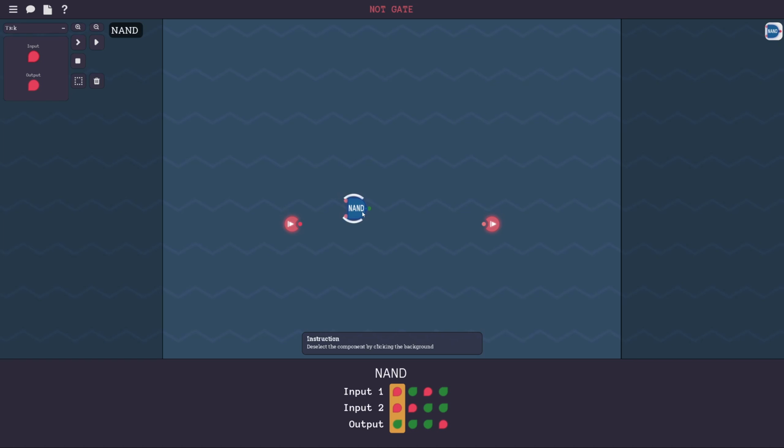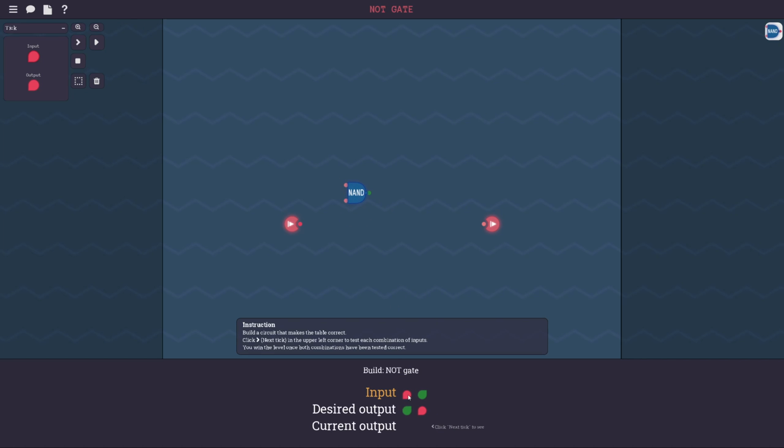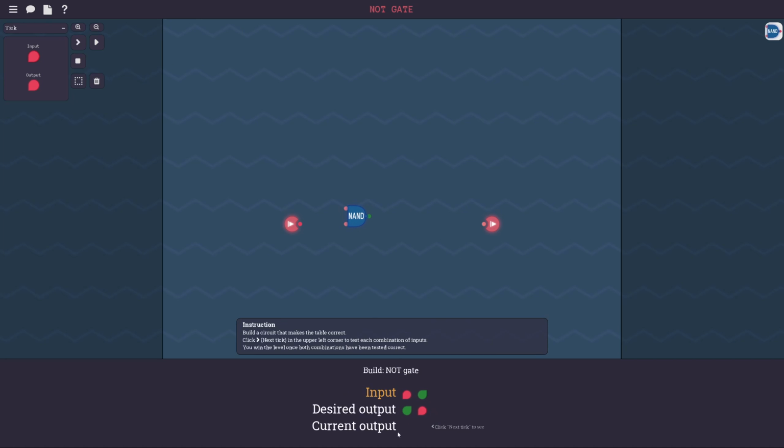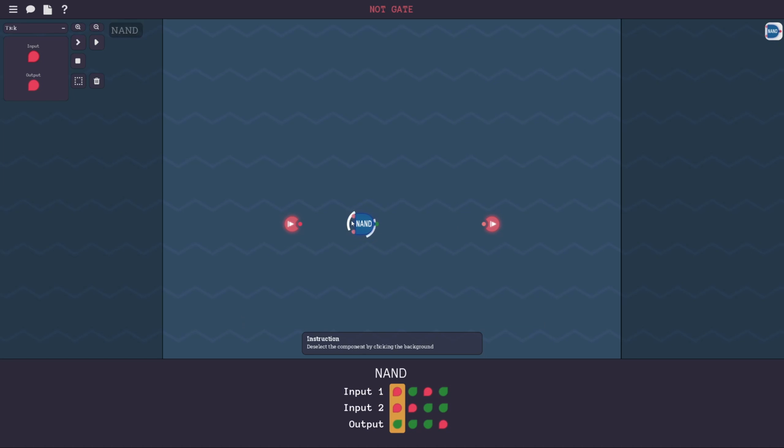Okay, so let's think about this for a second. We are trying to create a NOT gate using just NAND gates. The truth table for a NOT gate is that it just inverts whatever your input is. If your input is a 1, then your output is a 0, and vice versa. If your input is a 0, your output is a 1. So all we need to do is figure out a way to use NAND gates in order to create a NOT gate. So this should be actually pretty easy, I think.